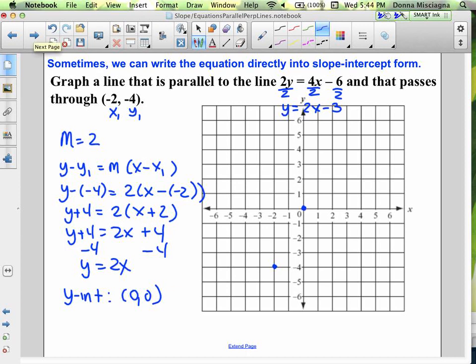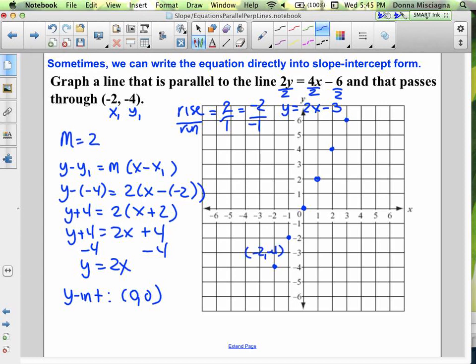And so we can use the slope to count more points. If our slope is 2, that means our rise is 2 and the run is 1, or they're both negative. We're going to count up and to the right or down and to the left. So let's count up and to the right: up 2, right 1, up 2, right 1, up 2, right 1. Now I can go down 2 to the left, and notice there's our point, (-2, -4), right on our line.